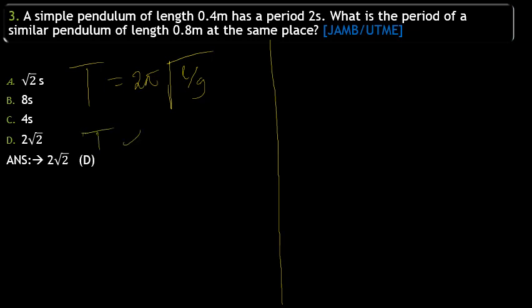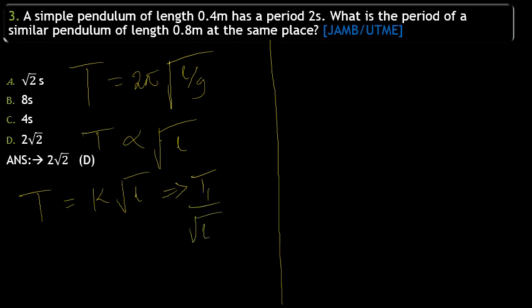T is proportional to square root of the length. So if I remove the sign of proportionality, of course I will have T is equal to k square root of L. Alright, this implies that T1 all over square root of L1 is equal to T2 all over square root of L2. Okay, so just plug in the values.